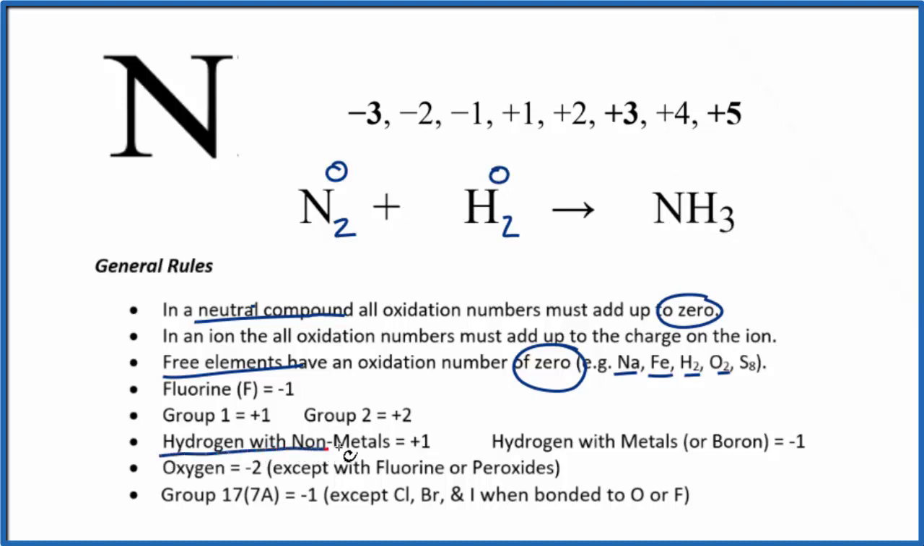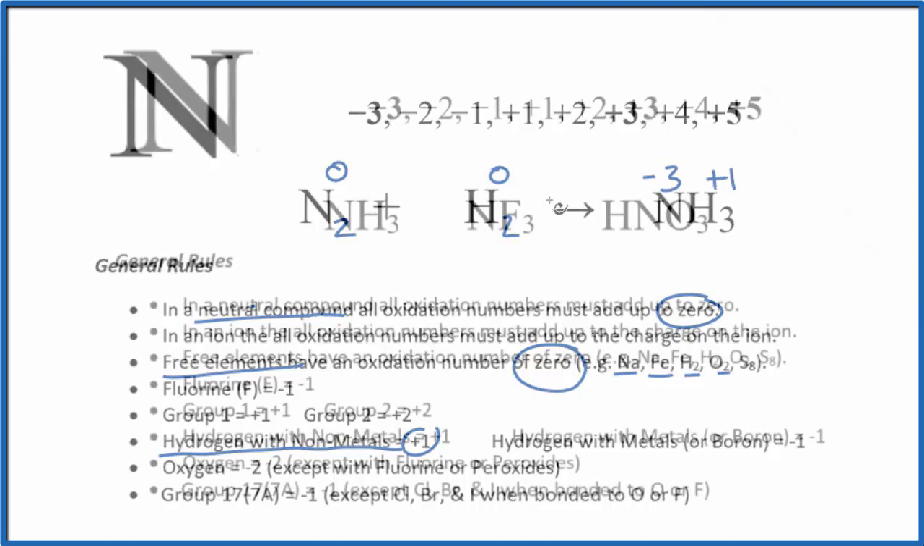Hydrogen, when it's with nonmetals, and nitrogen's a nonmetal, that'll be +1. So we have 3 times +1, that's +3. This has to be -3. So here the oxidation number went from 0 on the N2 to -3 on the nitrogen in NH3. Let's take a look at just a few more.